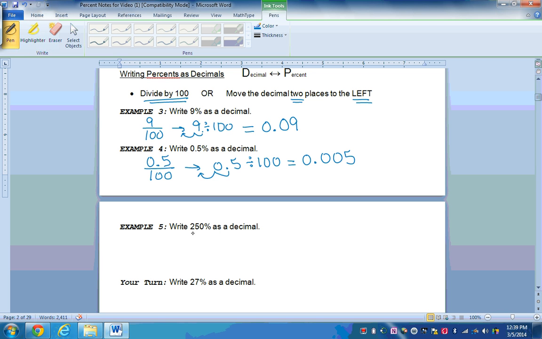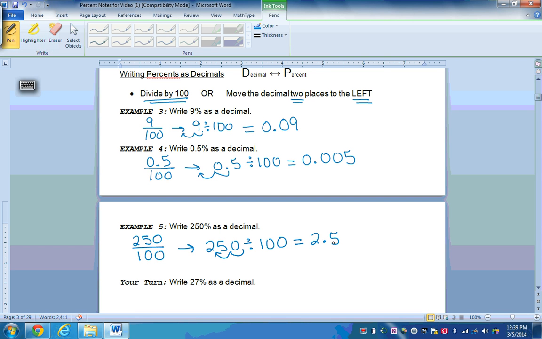250% as a decimal. You'll notice 250% is greater than 100%. Let's see what happens to our decimal when we write this one. 250%, we'll put it over 100. Do the division problem, 250 divided by 100. The decimal's really right here right now. Bounce it back 2 spots. We end up with 2.5.